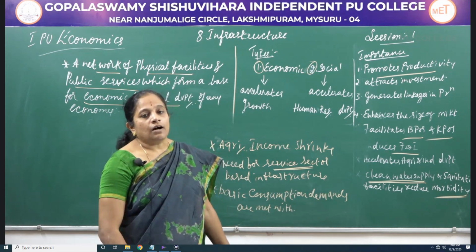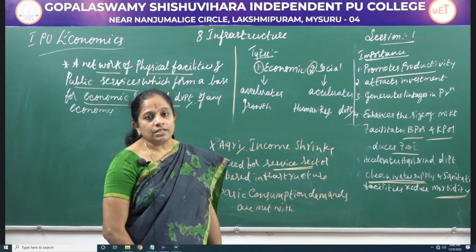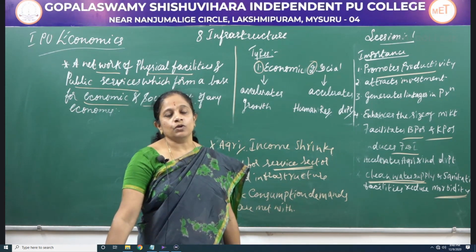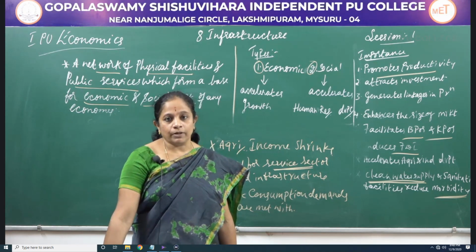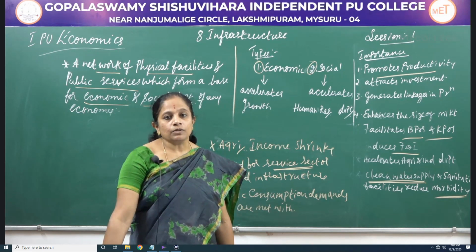Today all these are being undertaken, and in the near future India is going to perform very well in terms of economic development. With this, I conclude this session.